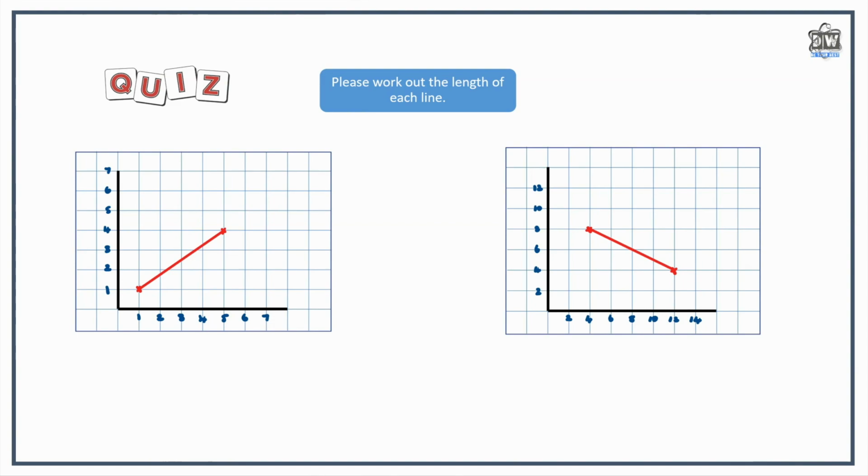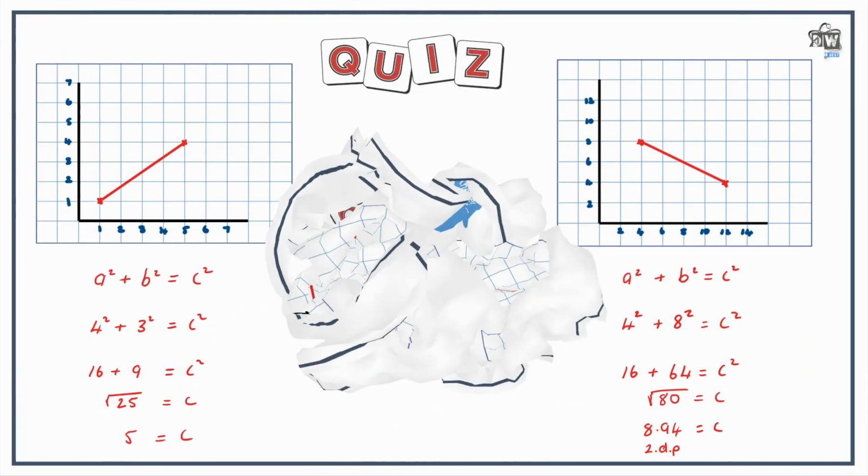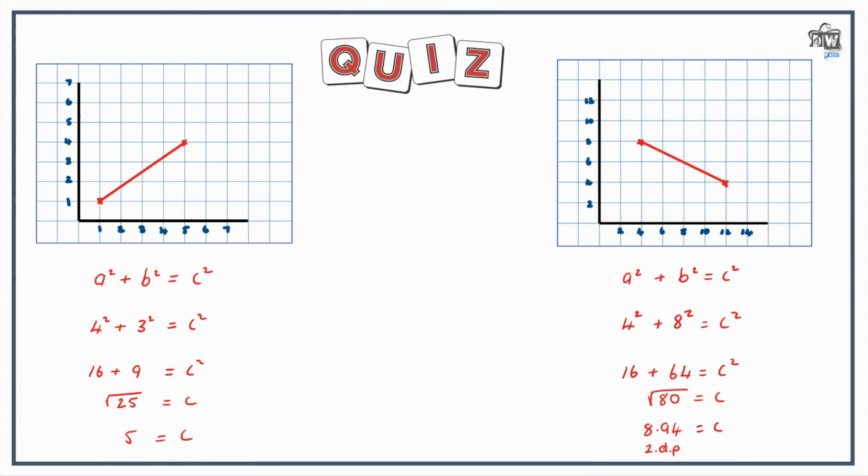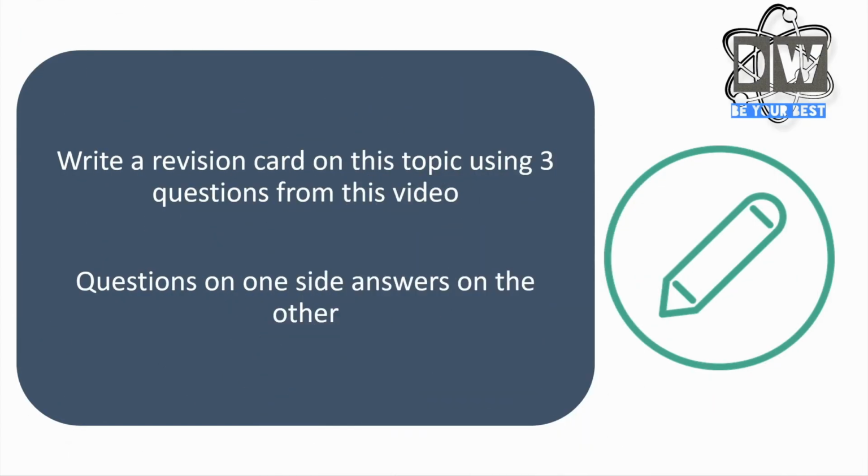All right, let's have a look. What did you get? Hopefully you got c equals 5 and c equals 8.94. If you did, Bobby Dazzler. If you didn't, go back and have another go. But for now anyway, hopefully you have been successful.